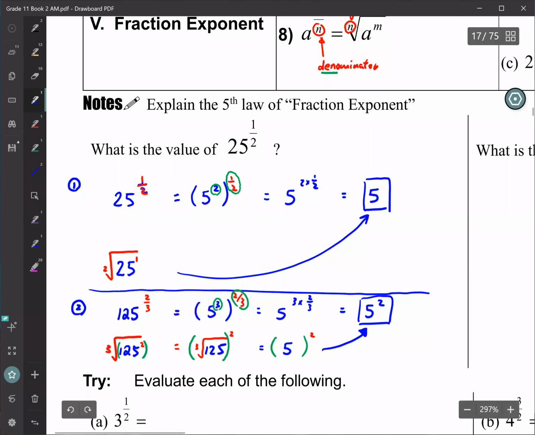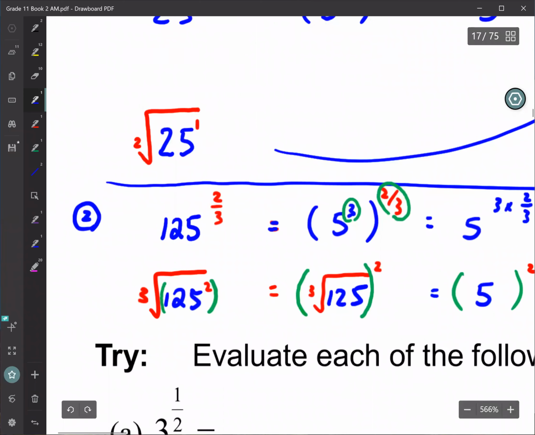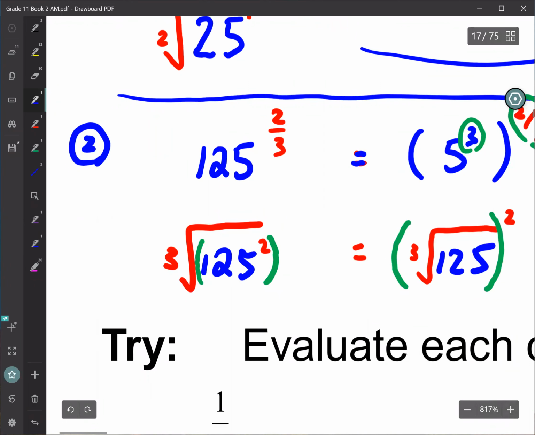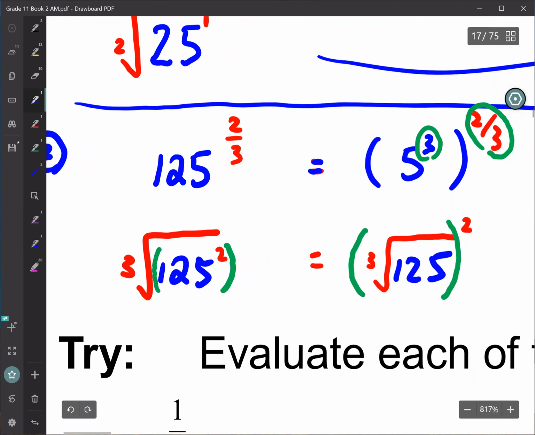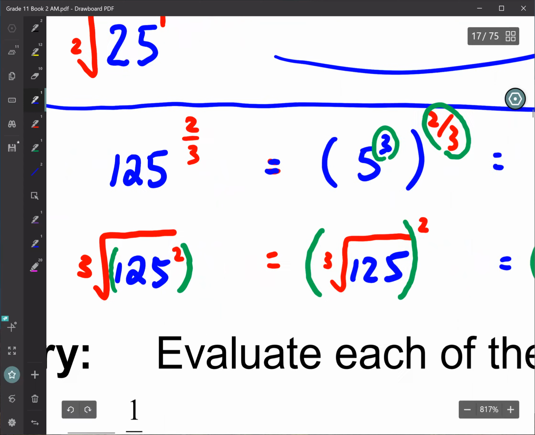And when you have a mix of numerator and denominator, we prefer to do the denominator first. It makes the number smaller. Because if you want to evaluate the inside, if you look at this one, 125, you want to square that, it takes much longer. You get a huge number if you do 125 times 125. And then it's even harder when you try to do the cube root of that. So instead, we'll do the cube root first and then square.